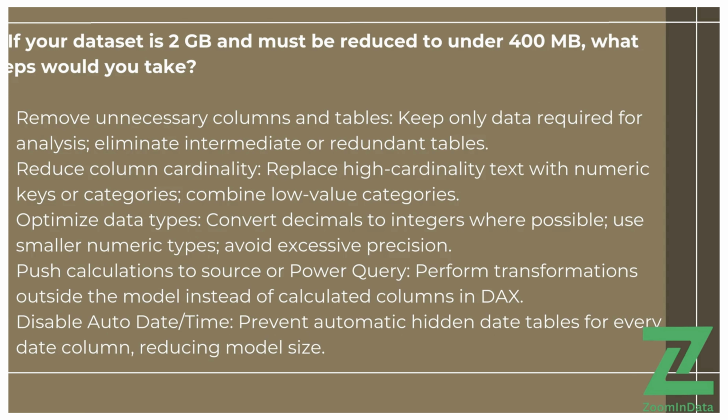Fourth question: if your dataset is 2 GB and must be reduced to under 400 MB, what steps would you take? Remove unnecessary columns and tables. Keep only data required for analysis. Eliminate intermediate or redundant tables. Reduce column cardinality. Replace high cardinality text with numeric keys or categories.